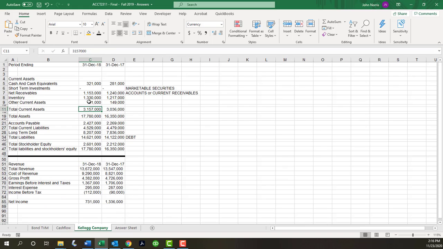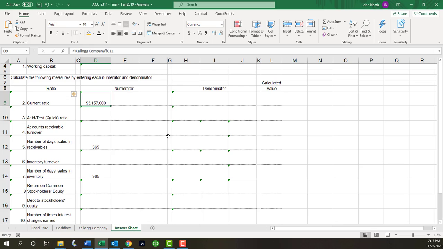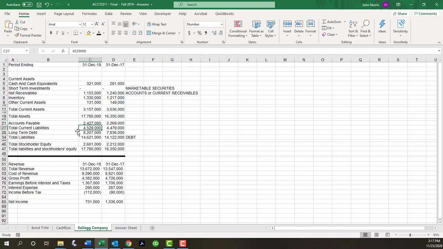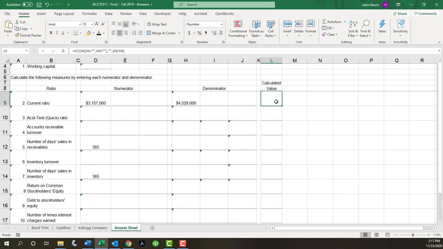is total current assets as the numerator. So the 3.157 billion. The denominator is total current liabilities, which is right there. That will give you a value of 0.70. And then once you have that, you can subtract the current liabilities from current assets, and you get a negative working capital of 1,372,000.